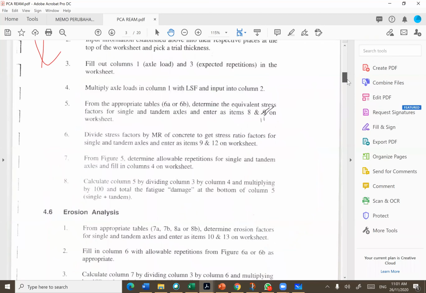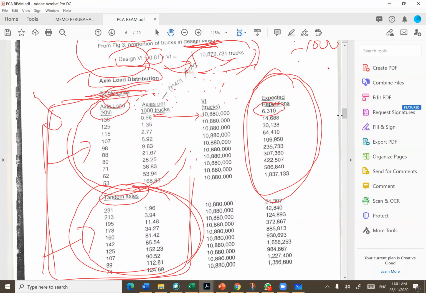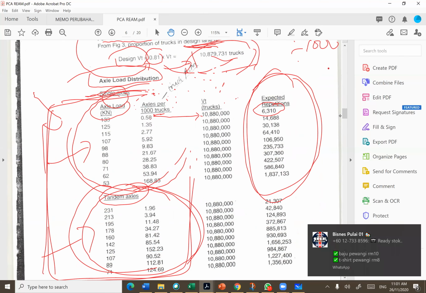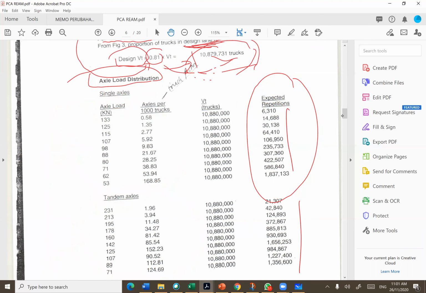Yes, doctor. Okay, so that's how they calculate the expected repetitions. Multiply axles with the VT and divide by 1,000. You calculate for each category of axle load, single and tandem, for both.